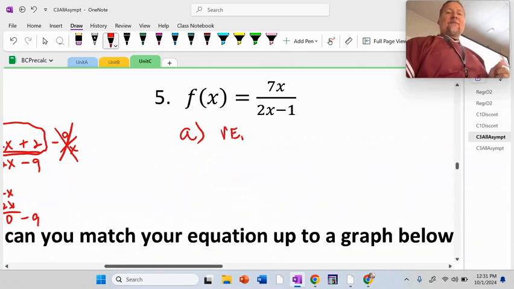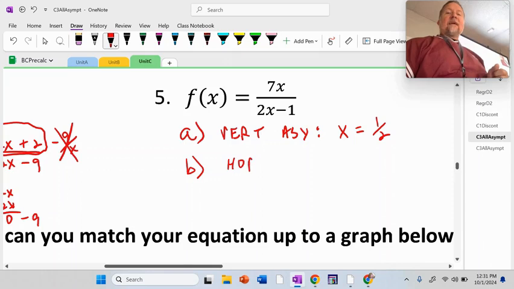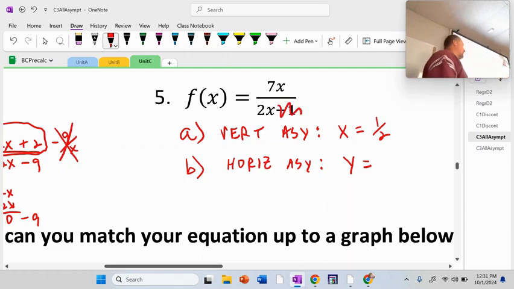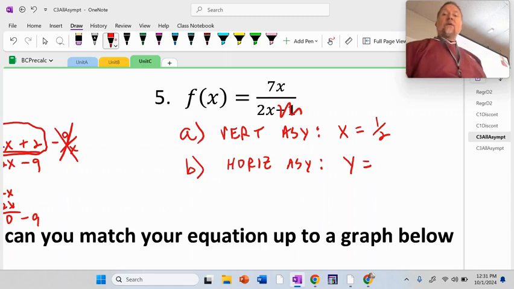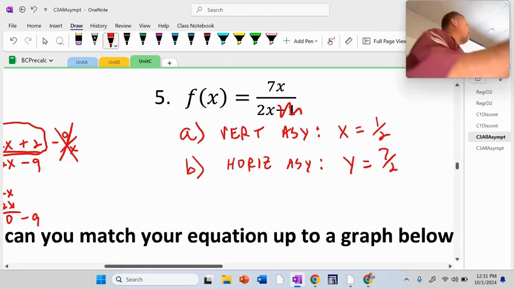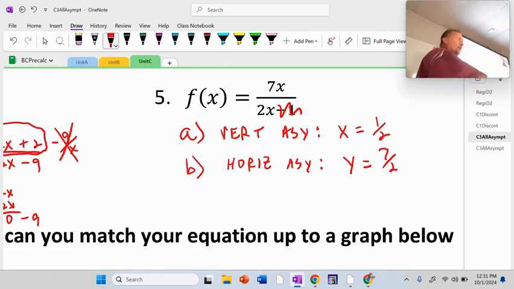What's the vertical asymptote? Because I don't have anything that cancels. What's the vertical asymptote? X equals 1/2. Okay, now we're talking here. What's the horizontal asymptote? Because I have equal degrees. Y equals what? Oh man, we're not getting this. If I plug in 1,000, I get 7,000 over 2,000. This is irrelevant. What's 7,000 over 2,000? 7 over 2. And why do I keep picking 1,000? Because it's a big enough number to get the concept down to make -1 insignificant.